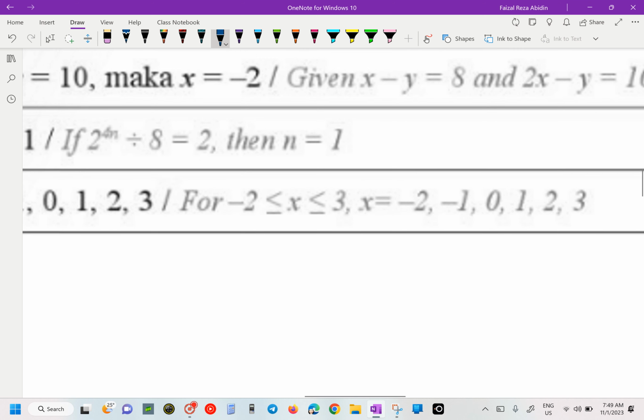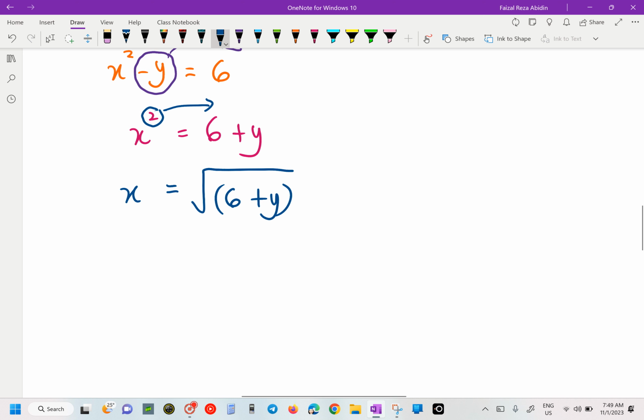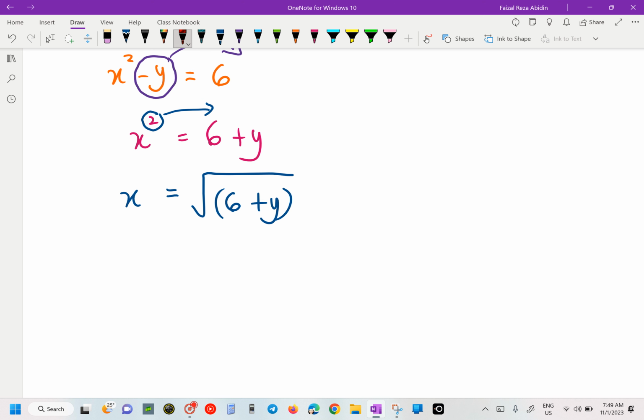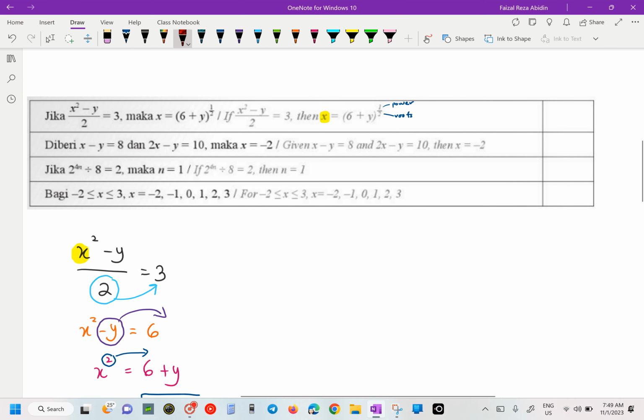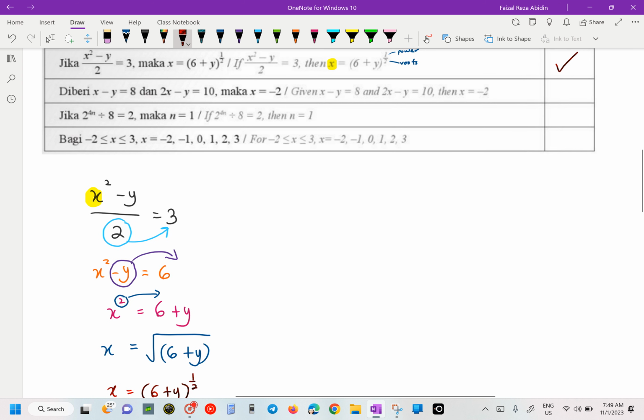Okay, so over here, if you look, you can have the answer here: x equals (6 plus y) to the power of 1 over 2. So your answer should be what? The first one over here, what is it asking us to do? Right. True. Understand? Okay.